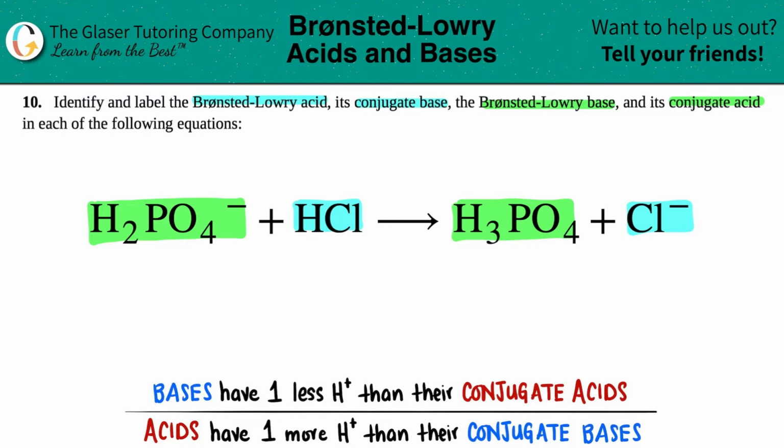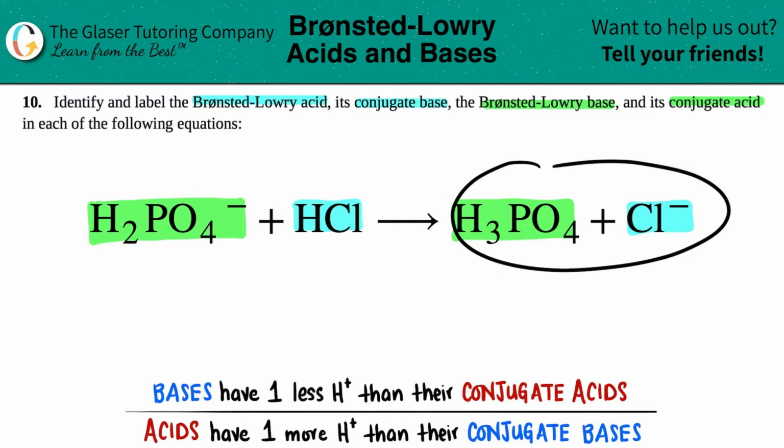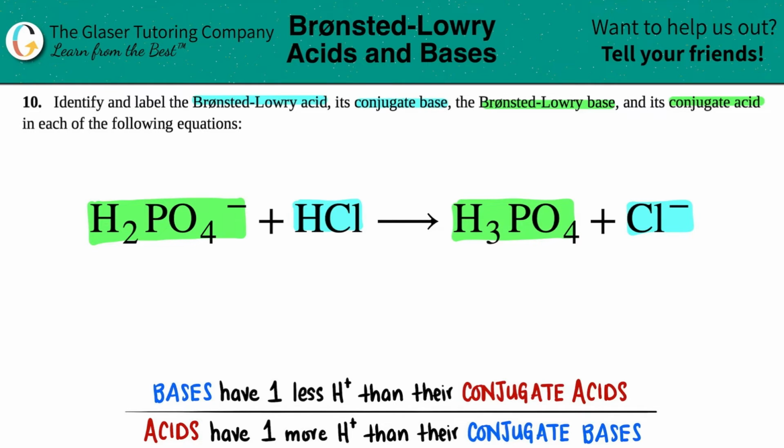Conjugates just means basically the other part of the pair that's being produced. And if they're always being produced, conjugates are always on the product side. So H3PO4 would be a conjugate something. I just don't know at the moment whether it's the conjugate acid or base, but I know it's a conjugate. And the same thing with the chlorine.